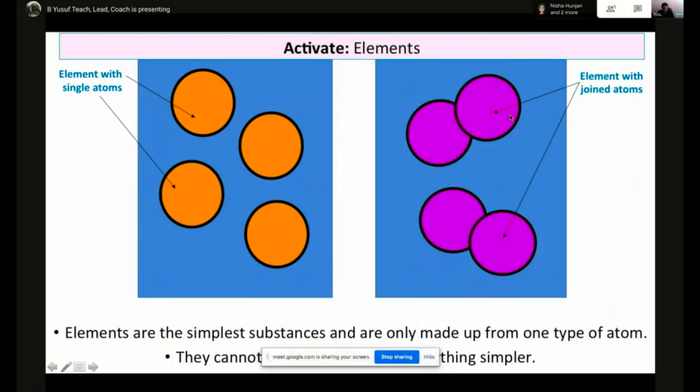So whenever you look at any element, whether it's a single atom or joined together, they are only made up of one type of atom, and they cannot be broken down into anything simpler. We will look at what an atom is made out of, but by itself, it's the only unit that can exist.